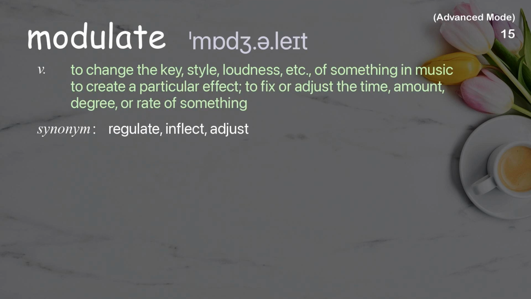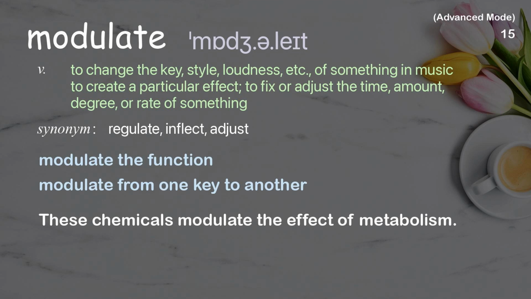Modulate. To change the key, style, loudness, etc. of something in music to create a particular effect; to fix or adjust the time, amount, degree, or rate of something. Examples: Modulate the function. Modulate from one key to another. These chemicals modulate the effect of metabolism.